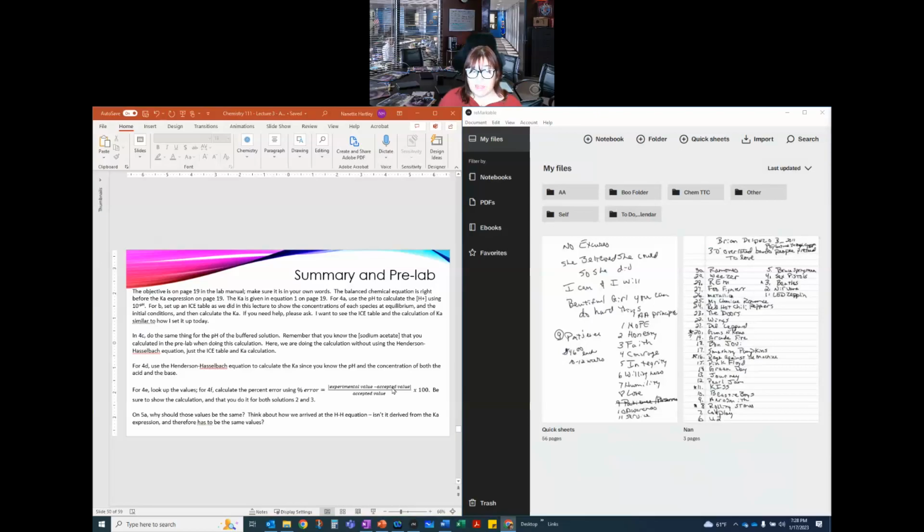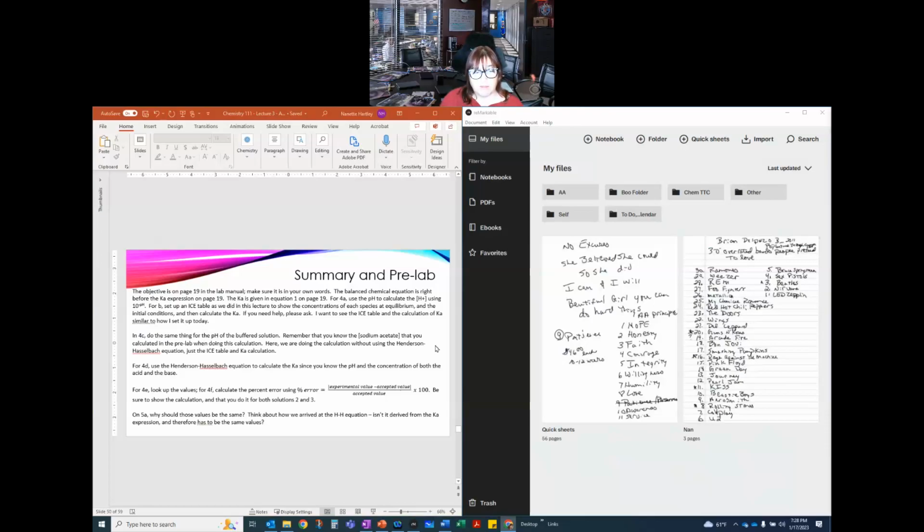For B, set up an ICE table, as we did in this lecture, to show the concentrations of each species at equilibrium and the initial conditions, and then calculate the Ka. If you need help, please ask. I'm more than happy to walk you through this. And again, I will do a separate video on the lecture or the lab itself to walk you through some of those calculations. This is a general idea of what you're supposed to do. I'm hoping that you can try it with this, and then if you need the other, then you'll have it, okay?